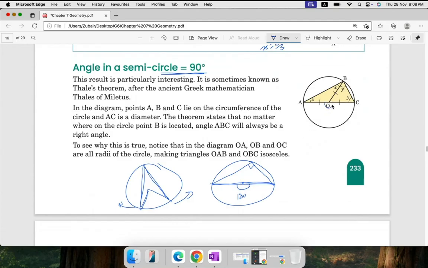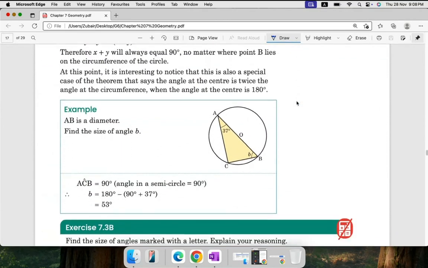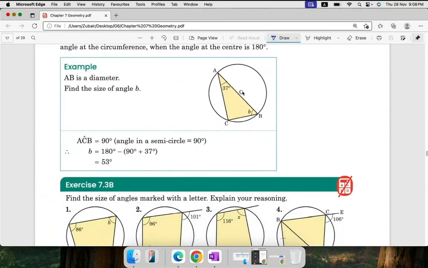So the sum of these two is 90 degrees, and in other way we can just add up all these, equal to 180. So example question, AB is the diameter, so angle C must be 90. Now we can write 90 plus B plus 37 is equal to 180 and solve for B. 180 minus 90 minus 37 and we're left with 53 degrees.